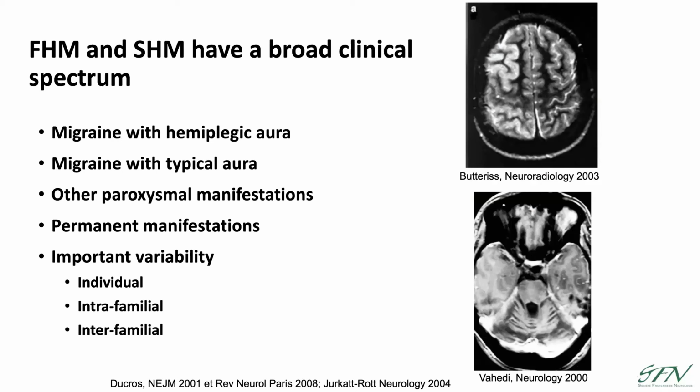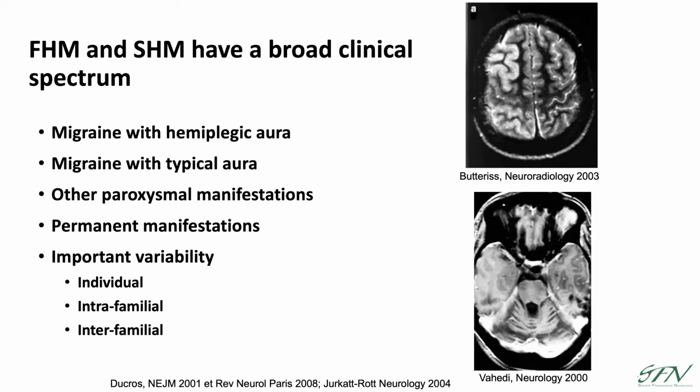Familial hemiplegic migraine and sporadic hemiplegic migraine have a broad clinical spectrum. People affected may have attacks of migraine with hemiplegic aura, that means with a motor deficit, in addition to other aura symptoms. They also may have migraine with typical aura. That means attacks with visual, sensory, speech disturbances, and sometimes what is called brainstem aura or basilar type aura with vertigo, tinnitus, difficulty to walk, etc. They may have other paroxysmal manifestations, and I will describe them. Sometimes they have permanent manifestations.